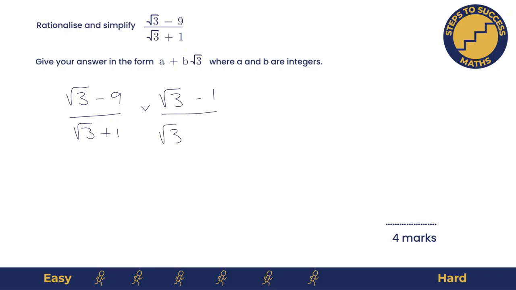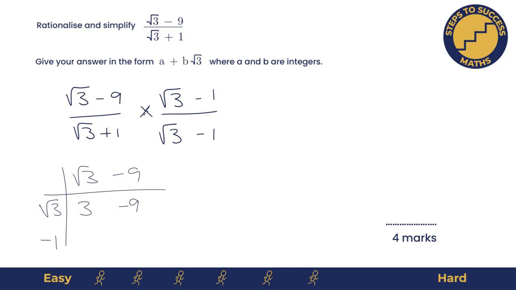So let's do the top first. Root 3 subtract 9 times root 3 subtract 1. I'm using this table again. So root 3 times root 3 is 3. Root 3 times negative 9 is negative 9 root 3. Root 3 times negative 1 is negative 1 root 3. And negative 1 times negative 9 is plus 9.